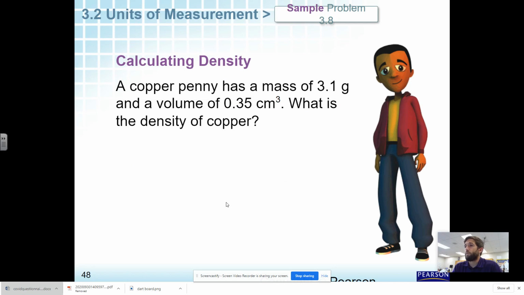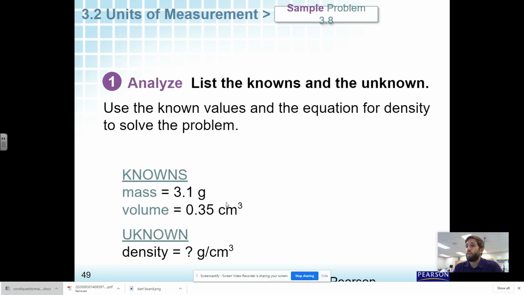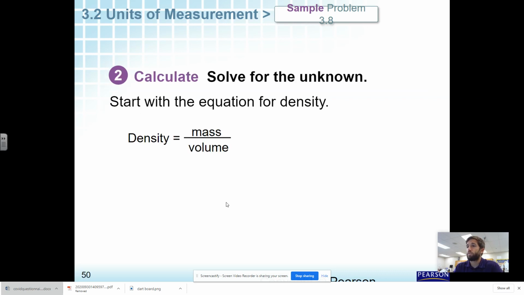All right, here's the first example. Calculating density. A copper penny has a mass of 3.1 grams and a volume of 0.35 centimeters cubed. What is the density of the copper penny? So we know the mass and we know the volume. What we don't know is the density. The units for density are grams over centimeters cubed, and that's going to help us determine the formula. So it's mass over volume, right?